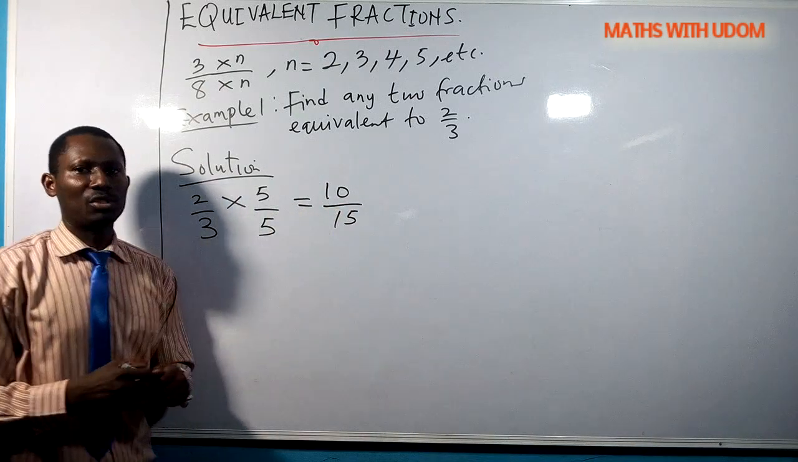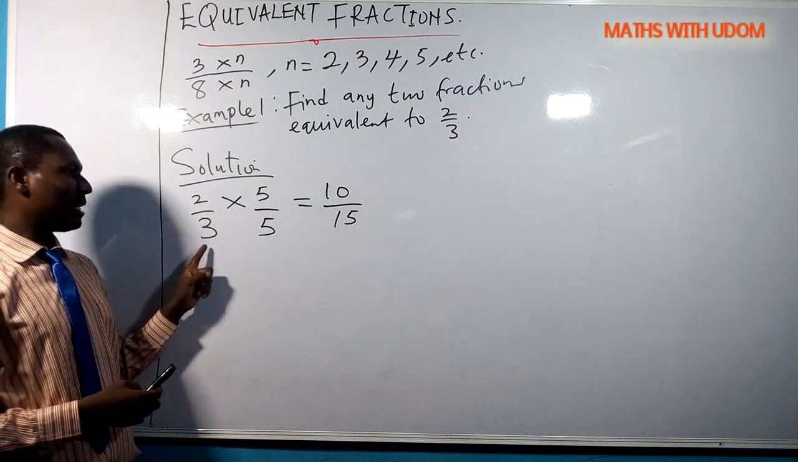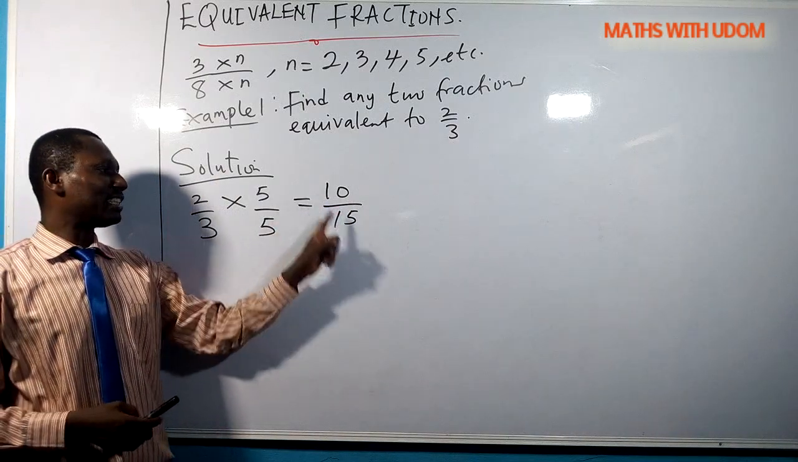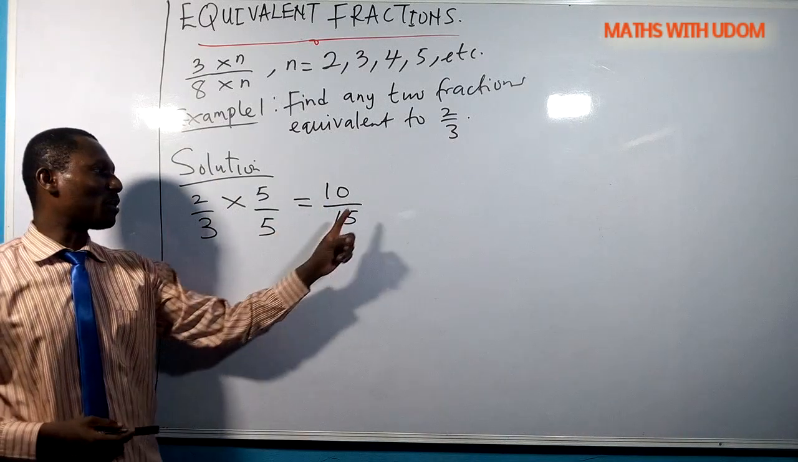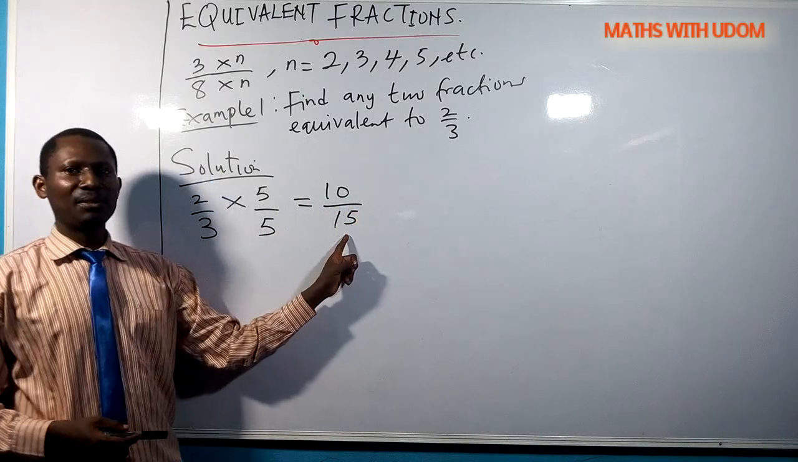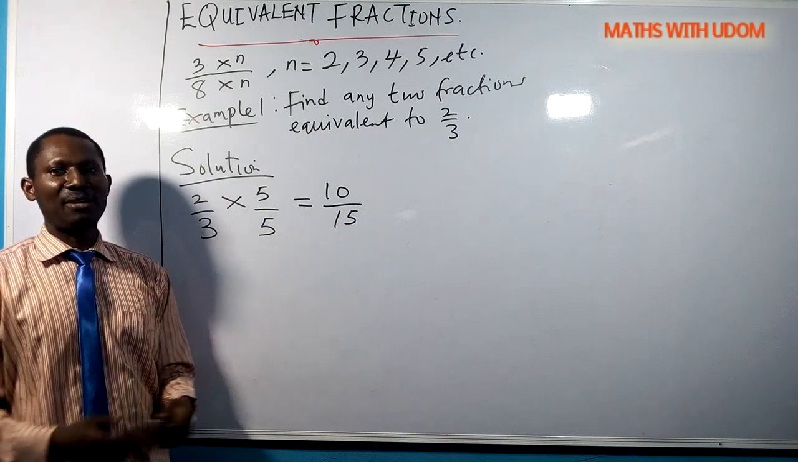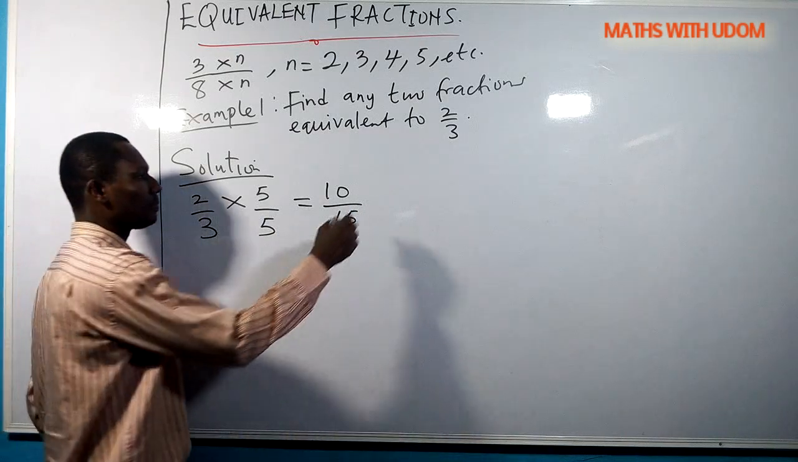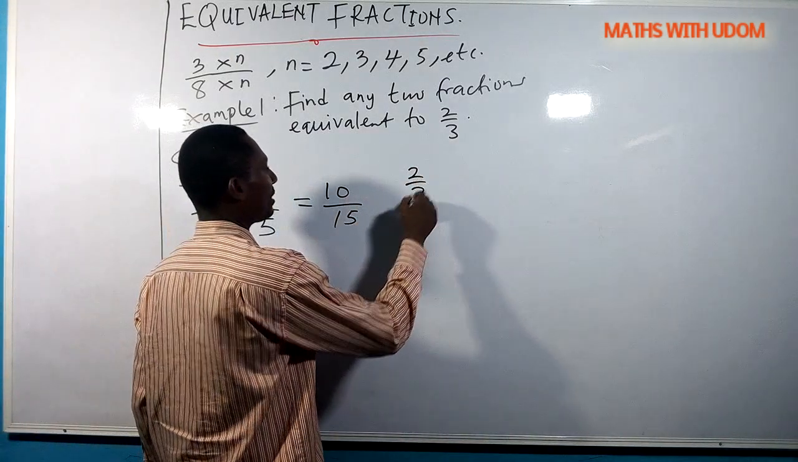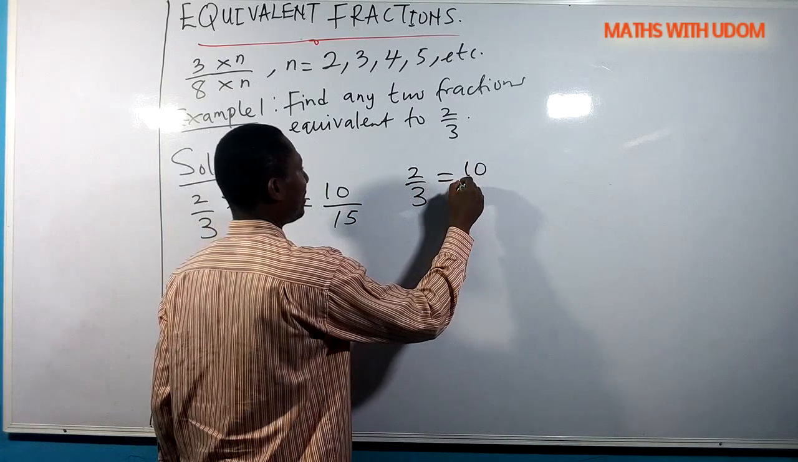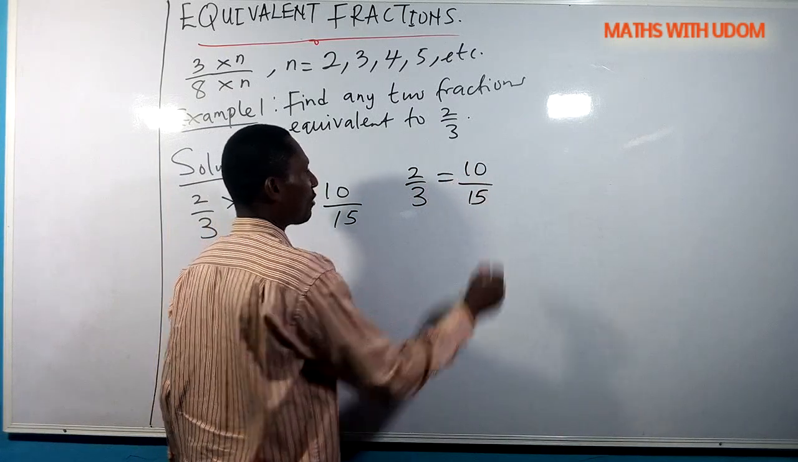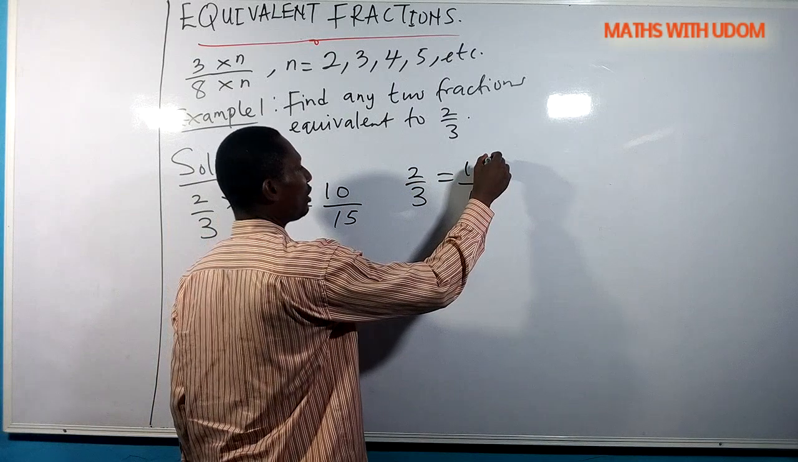So what do you notice? 2 divided by 3 is equivalent to 10 divided by 15, because if you simplify 10 divided by 15, you will get 2 divided by 3. If you break 10/15 down, let me show you. 2 divided by 3 is the same thing as, or equivalent to, 10/15.